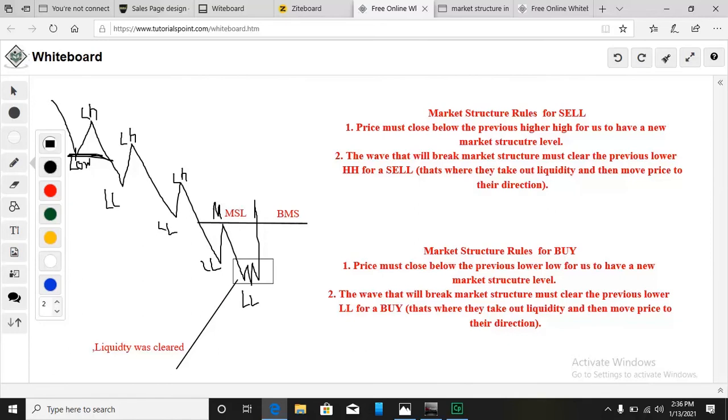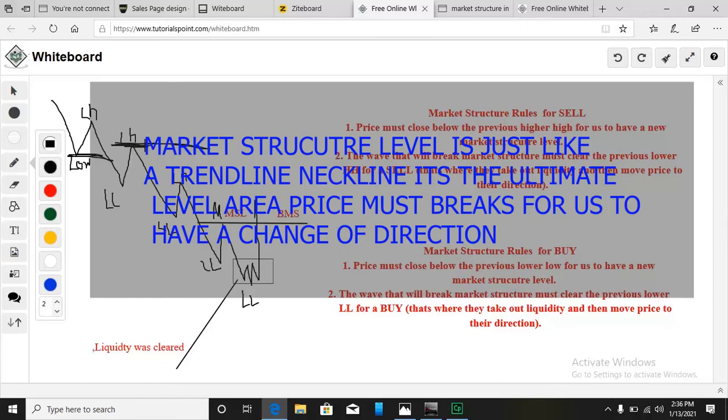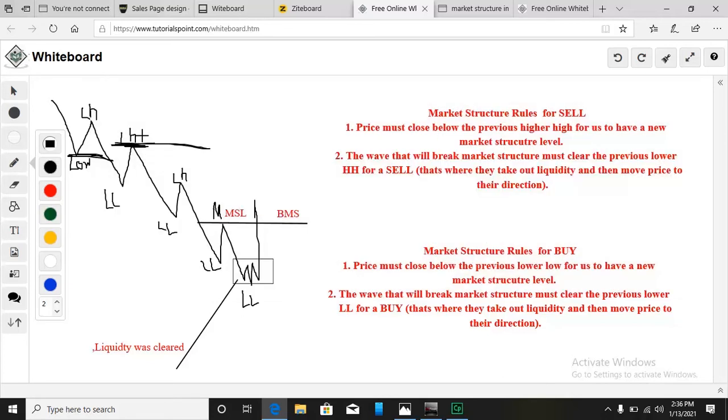Now, what is the market structure level? The market structure level is that ultimate point. That ultimate point, as you can see here, the lower high for a sell, is always a market structure level. Now, we can only have one market structure level in a particular pair at a particular time frame.